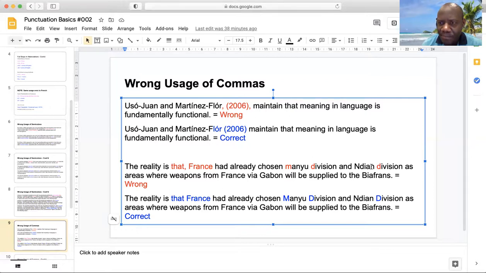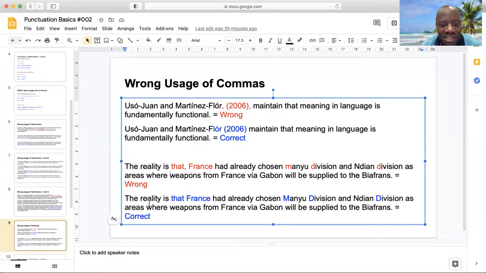And then the next thing is that you see Minute and Division. This is a proper noun. It refers to a specific division in Cameroon, an administrative setup which is specific to Cameroon. So it is supposed to be capital M and capital D, and then Division as well. So this is why the correct one would be, the reality is that France had already chosen Minute Division, with capital D, and Jan Division as areas where weapons from France via Gabon will be supplied to the Biafra.